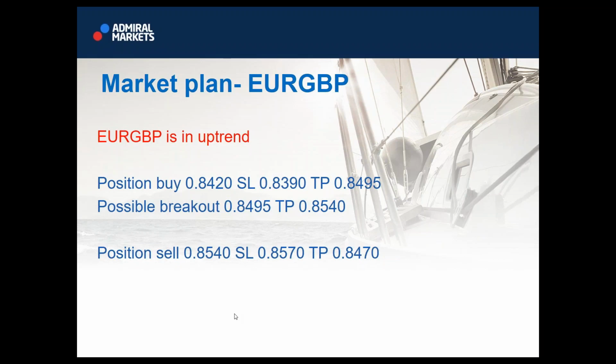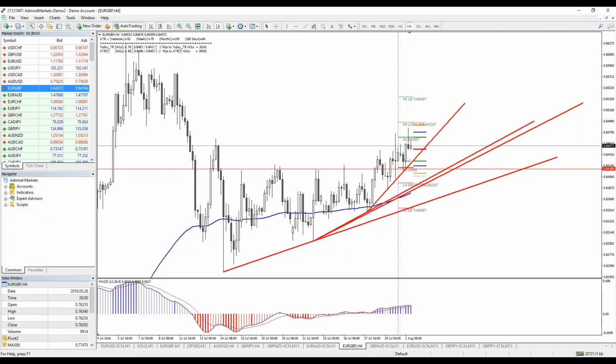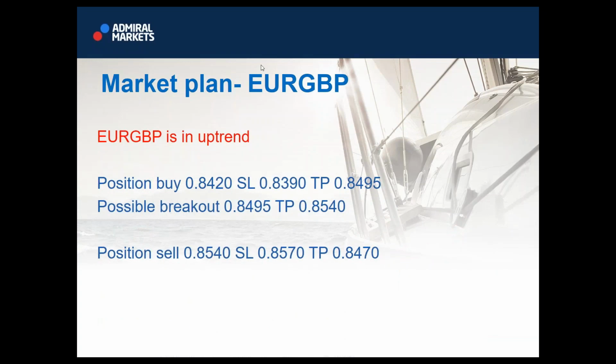Stop loss is 83.90, 84.95 TP, breakout at 84.95 with possible TP at 85.40. Position sell 85.40, 85.70 and 84.70, and this is okay. Possible sell position could come down.